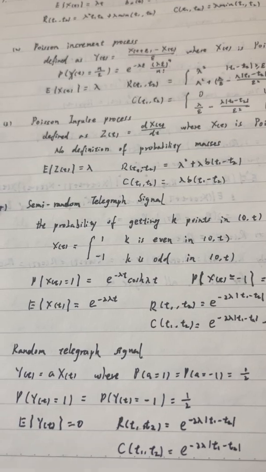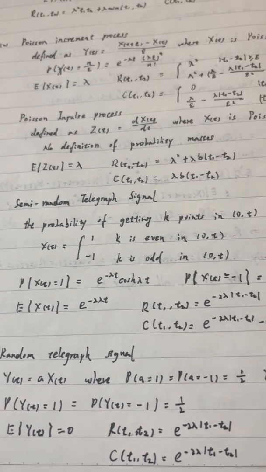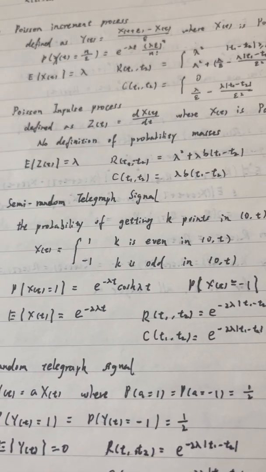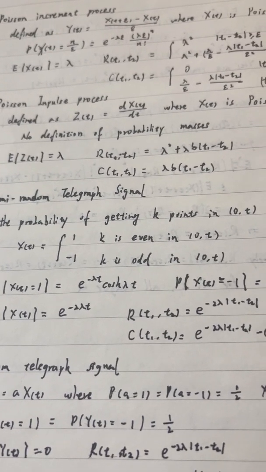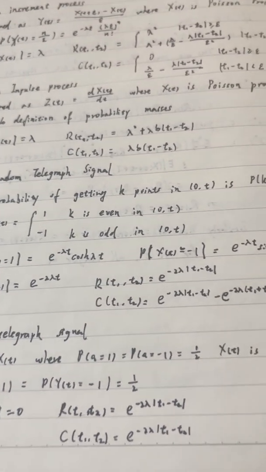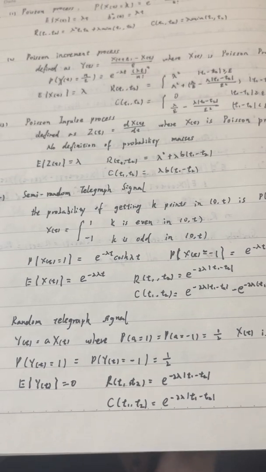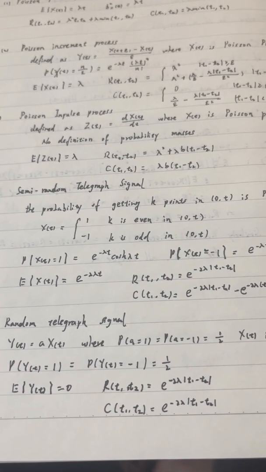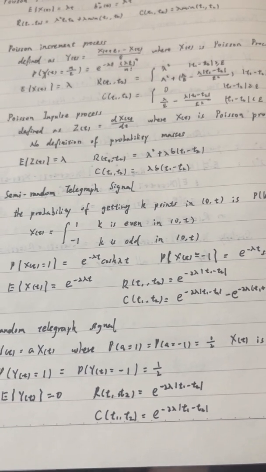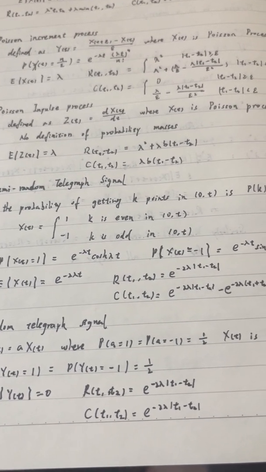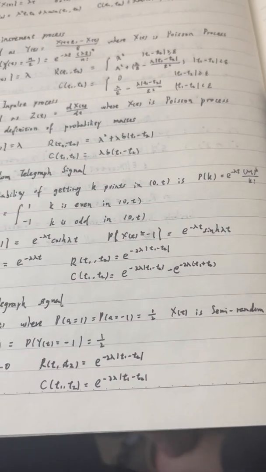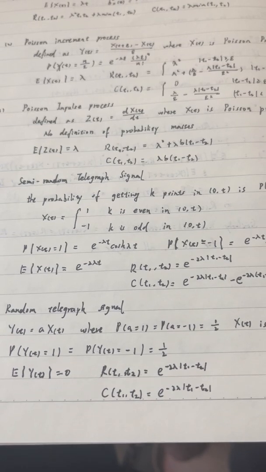And so for the random telegraph signal, it will start with minus 1 or plus 1 with an equal probability of 1 over 2. So that's what we call random telegraph signal. So the strict definition will be Y(t) equals A times X(t), where the probability of A equals 1 equals the probability of A equals minus 1 equals 1/2, and here X(t) is a semi-random telegraph signal.